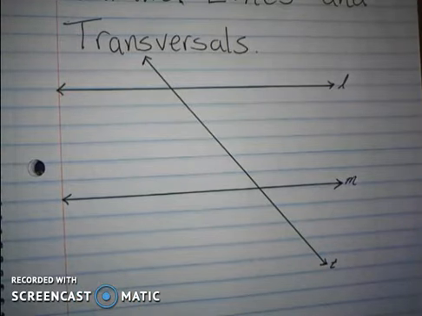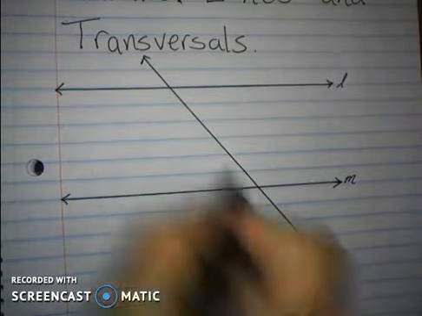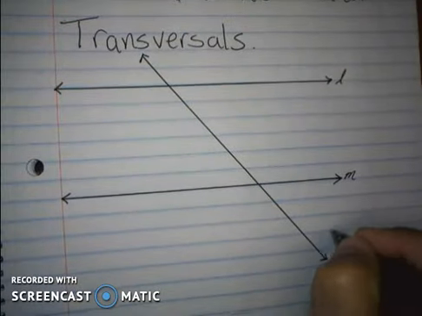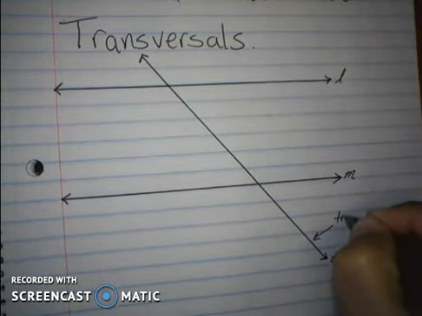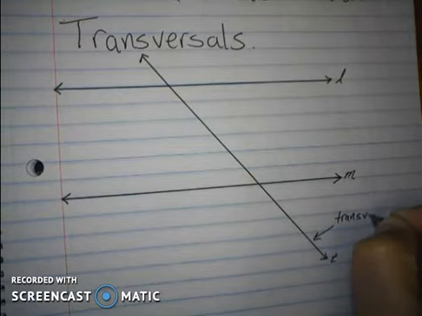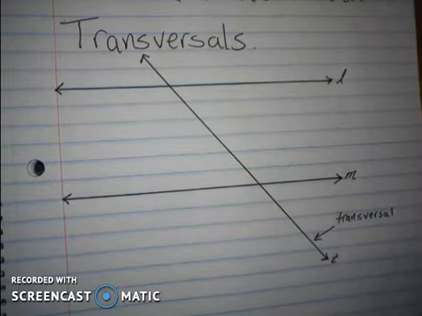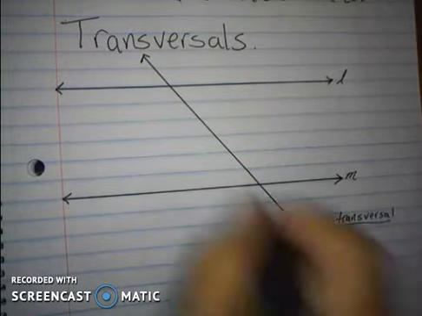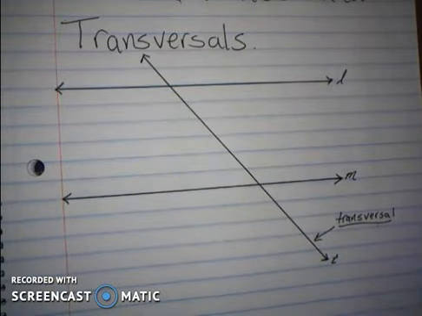This line that intersects these 2 other lines is called a transversal. Any line that intersects 2 or more lines is called a transversal.